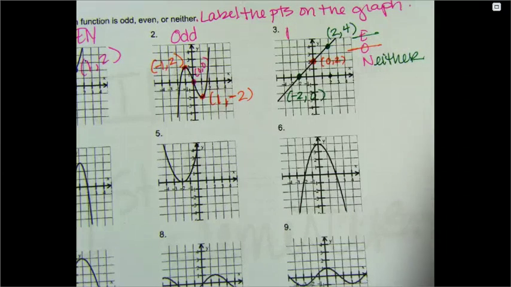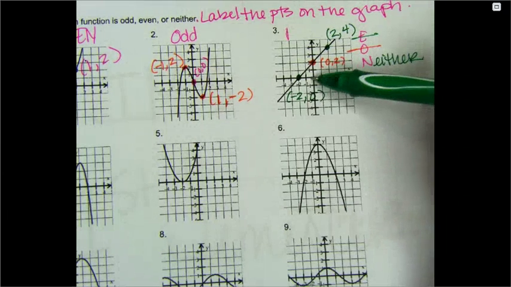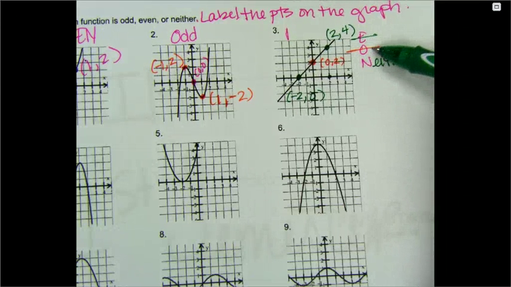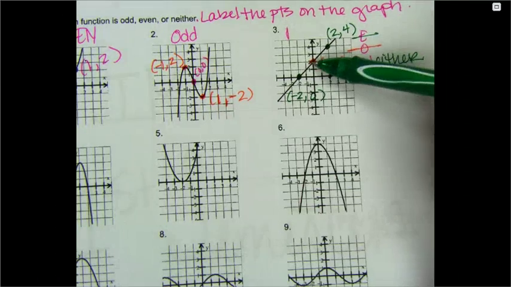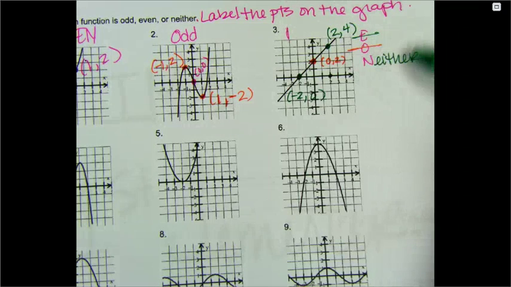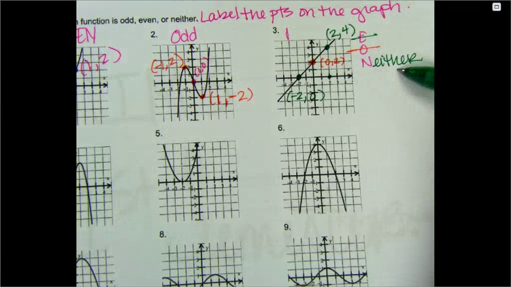Okay? Did you see my thought process? I went through and I said, is it on the origin? Automatic no, so I know it's not odd. Okay? Next, is it on the y-axis? Yes, it is. Now can I find a point that reflects just the x value? No, I can't. So that's why it's neither.